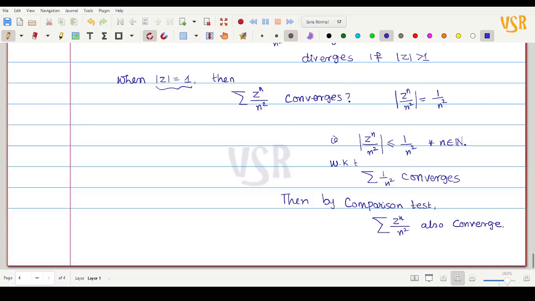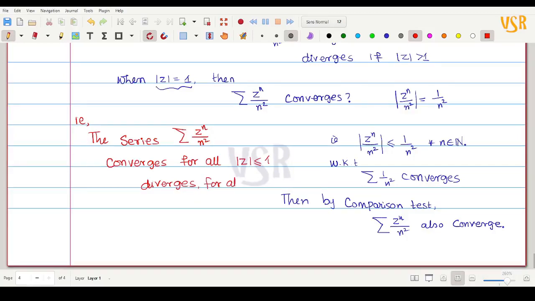Okay, this also converges. So what we learn is that the series summation z to the power n divided by n square converges for all mod z less than or equal to 1, and diverges for all mod z greater than 1. So this is the conclusion of this problem.